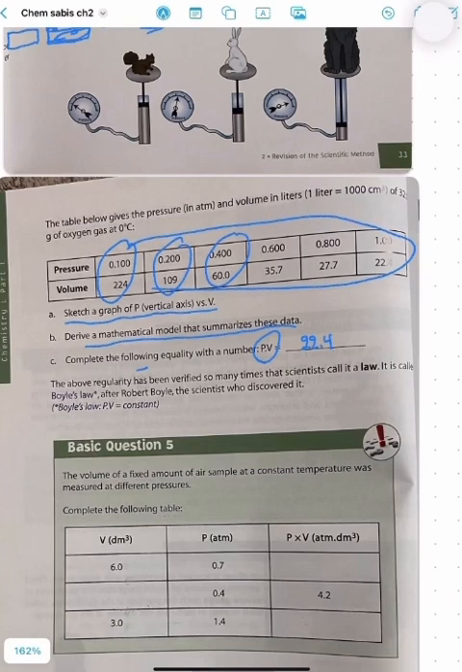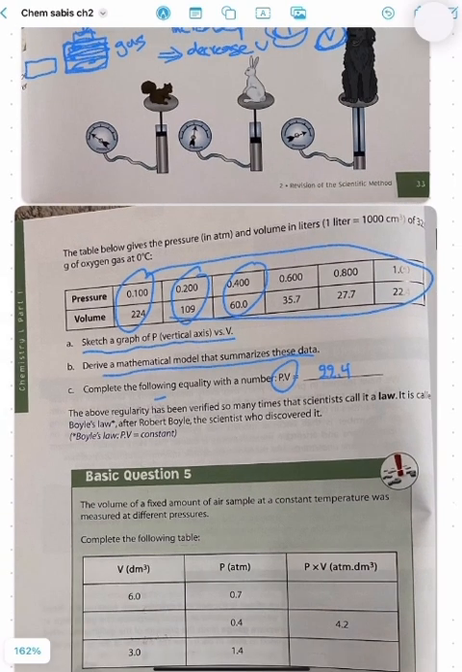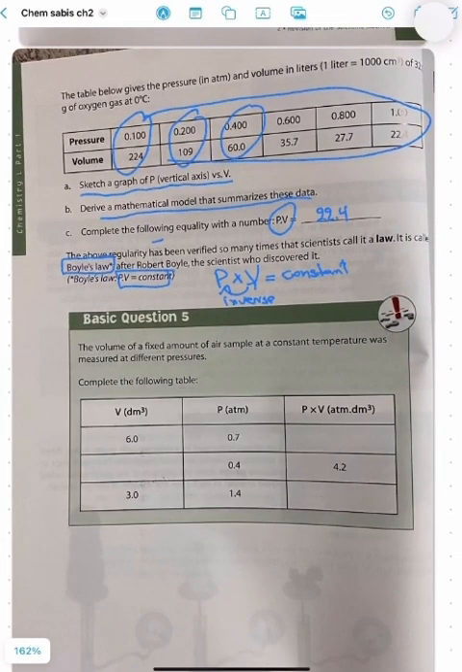That's the constant. The relationship between pressure and volume has proven to be a law. We call it Boyle's law. Okay? So Boyle's law is the relationship between pressure and volume, which should be equal to a constant. So P multiplied by V should be a number, a constant. Why? Because they have an inverse relationship between them. Let's go to a basic question, which is very important. How to complete this table.